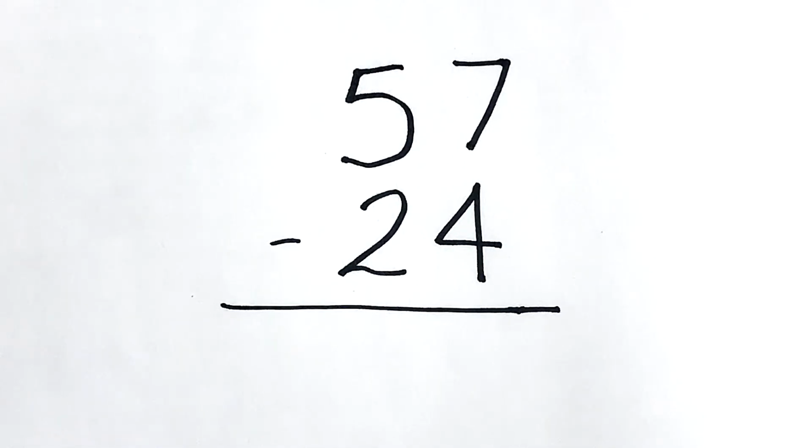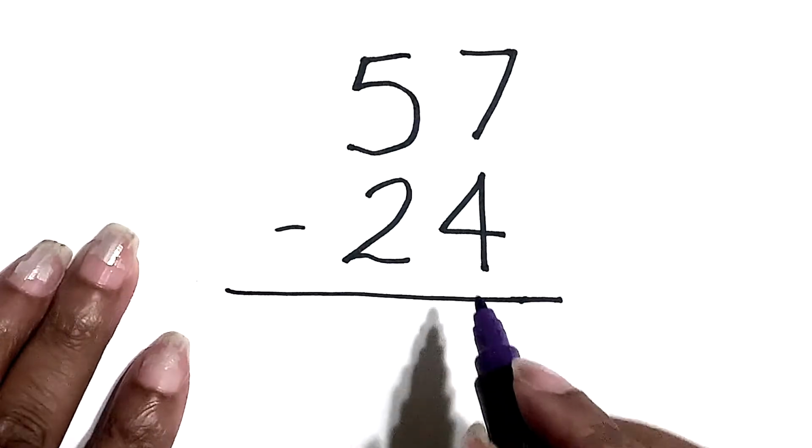All right, the next subtraction math problem we're going to solve is 57 minus 24. We're going to start with 7 minus 4. So, what is 7 minus 4? Well, 7 minus 4 will leave us with 3.